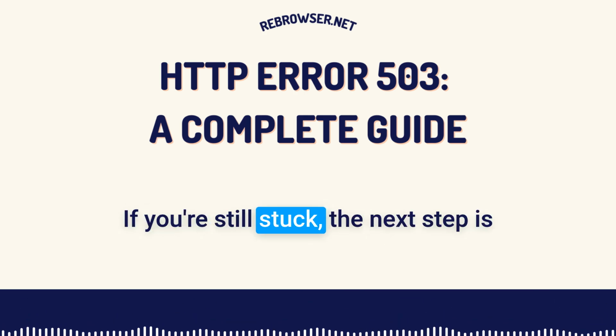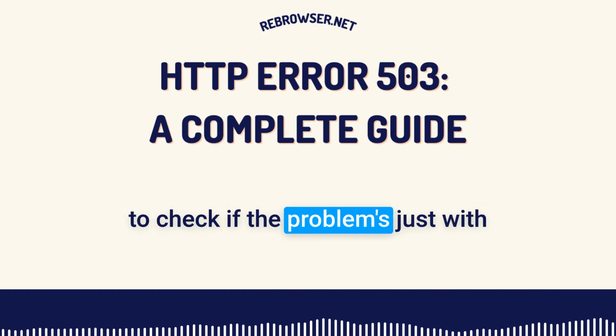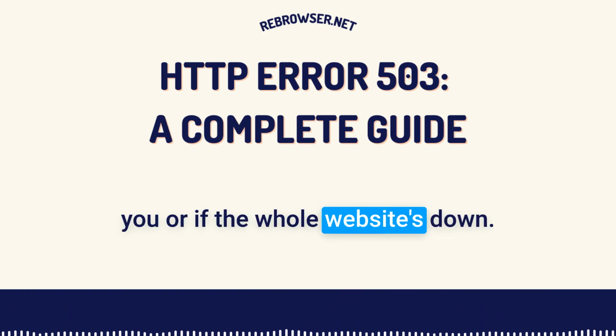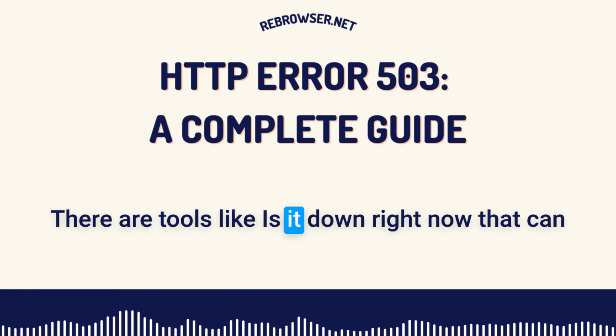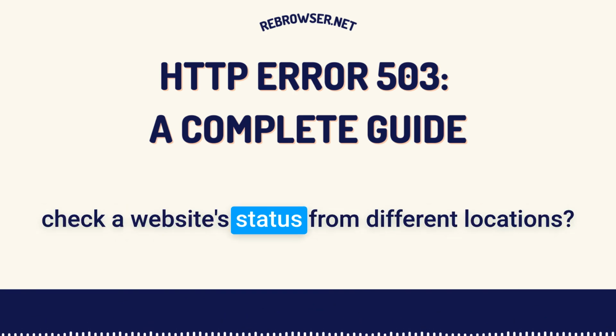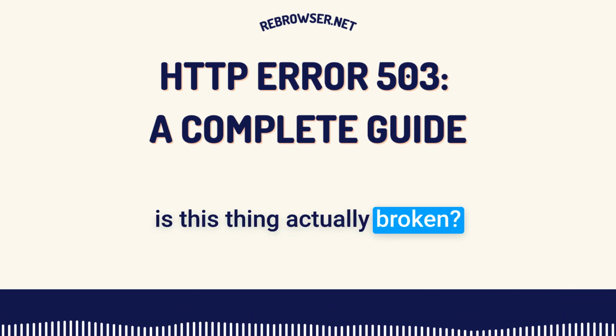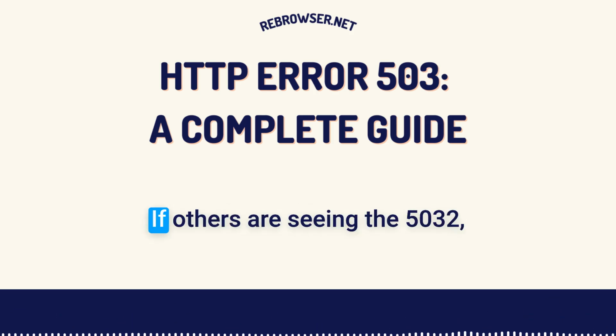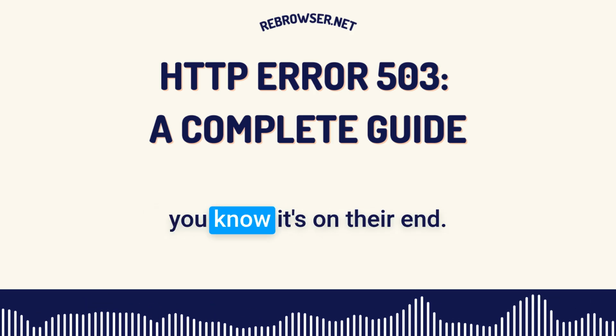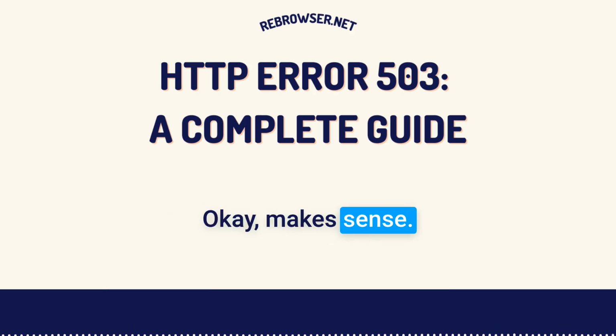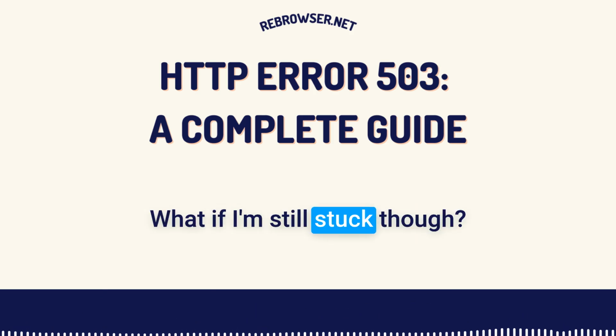If you're still stuck, the next step is to check if the problem's just with you or if the whole website's down. There are tools like Is It Down Right Now that can check a website's status from different locations. So it's like a crowdsourced, is this thing actually broken? Checker. Exactly. If others are seeing the 503 too, you know it's on their end. Okay, makes sense. What if I'm still stuck, though?